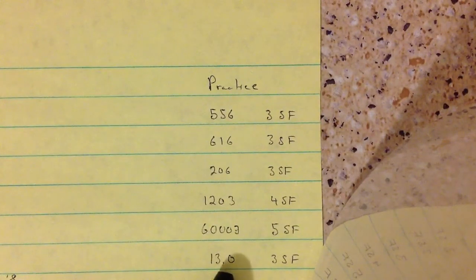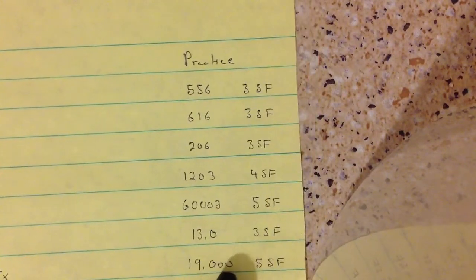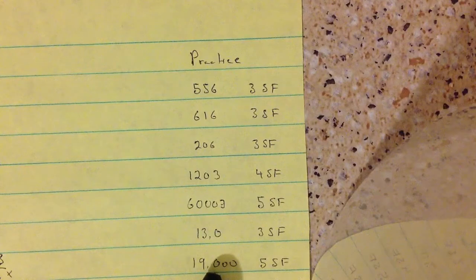Okay, so now we have a decimal point. Once you have a decimal point, zeros to the right are significant, so that makes it 3 sig figs. And then once again, if you have a decimal point, zeros to the right are significant, so it's 5 sig figs.